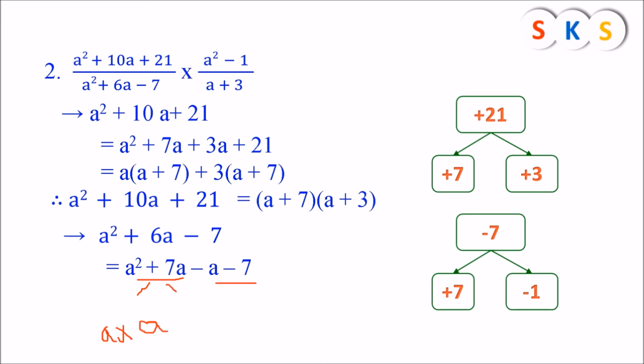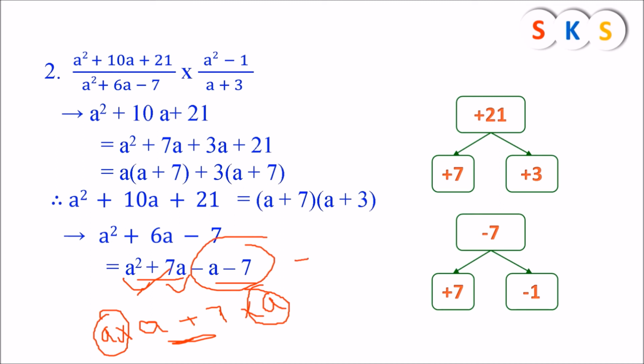And 7a means 7 into a, right? 7 into a. Now you can find the common factor, that is a. So a is common in these two terms, and what will we get in the bracket? a plus 7. And similarly here we have another group, that is minus a minus 7, right? What is common in this?